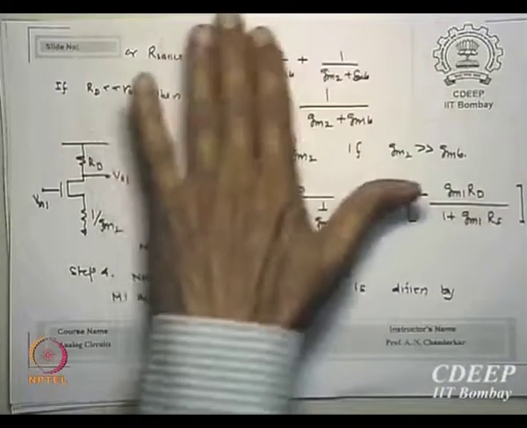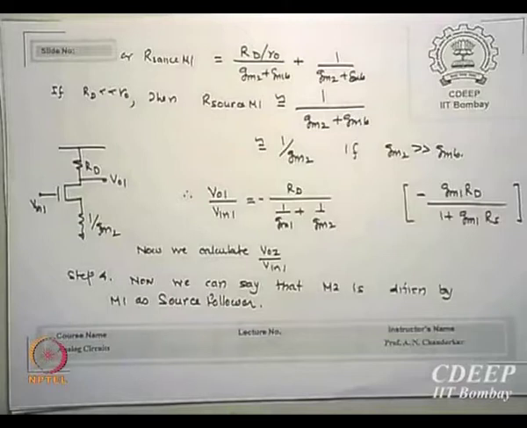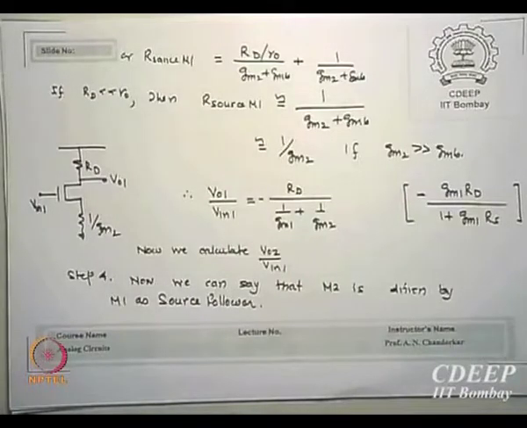So we say this term is neglected. So we say Gm2 by Gmb, and let us say Gmb is also very small compared to Gm2, then its source resistance is only 1 upon Gm2. So remember this for life long: whenever you see a common gate and you look from the source side, the impedance is nothing but 1 upon Gm. The resistance seen by a common gate transistor at the other end is only 1 upon Gm.